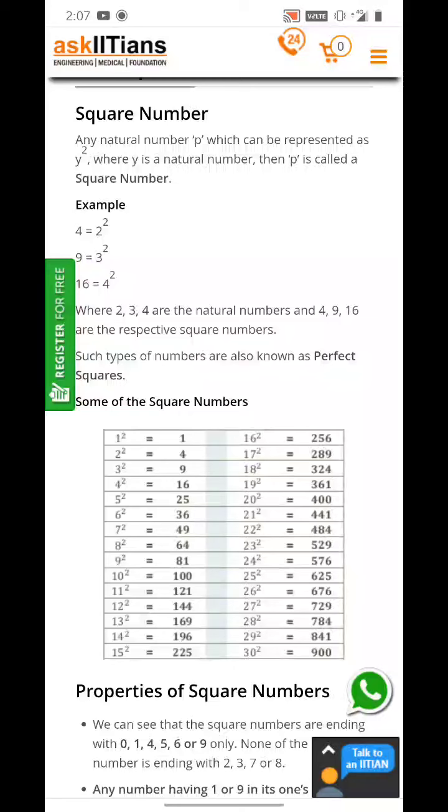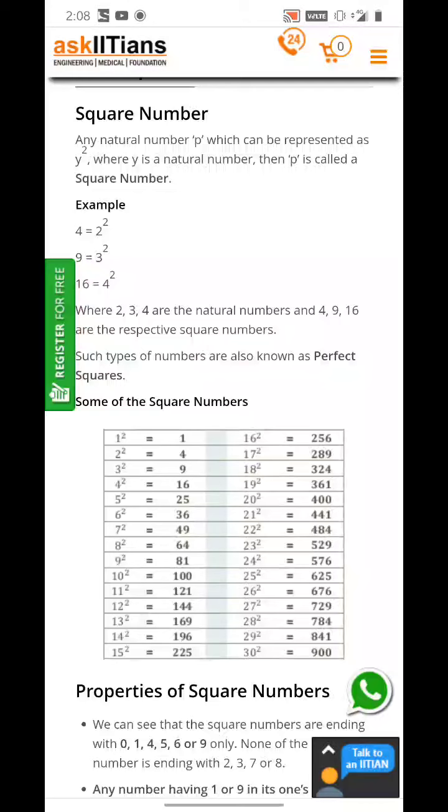We have already done square numbers. What we are going to do today is just a quick revision of square numbers. What is a square number? Any natural number p which can be represented as y square, where y is a natural number, is called a square number. That means any natural number, counting numbers 1, 2, 3, 4, and so on up to infinity, which can be represented as y square.